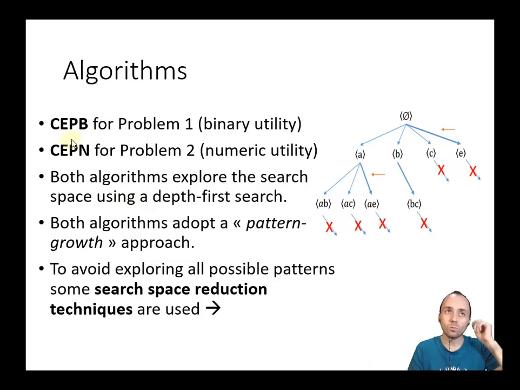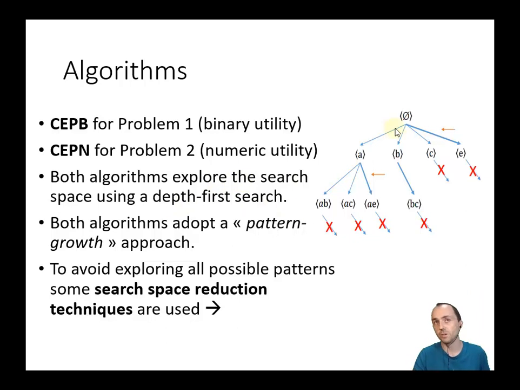So the first algorithm is CEPB, cost-effective pattern for binary, and cost-effective pattern for numeric, CEPN. So for the first problem, the second problem, both algorithms will do a search. They will search for patterns in the data. They will use a depth-first search.